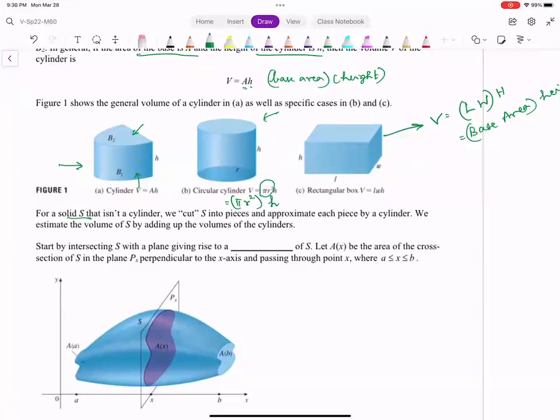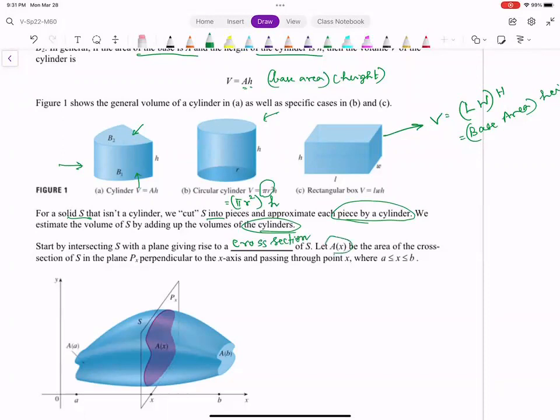For a solid S that is not a cylinder, we cut S into pieces and approximate each piece by a cylinder. We estimate the volume of S by adding up the volumes of these cylinders. Start by intersecting S with a plane, giving rise to a cross section of the solid S.